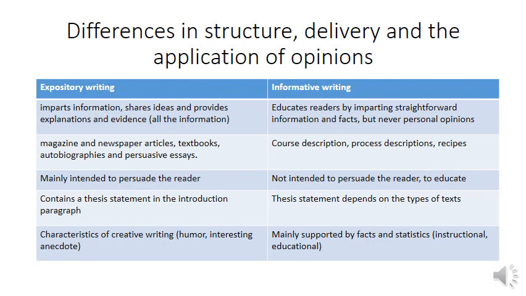We can take magazine and newspaper articles, textbooks, autobiographies, and persuasive essays as examples for these types of writing. It is mainly intended to persuade the reader. The writer will persuade the reader in this type of writing.